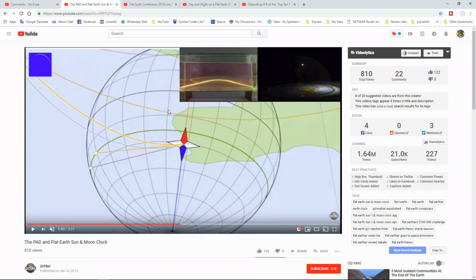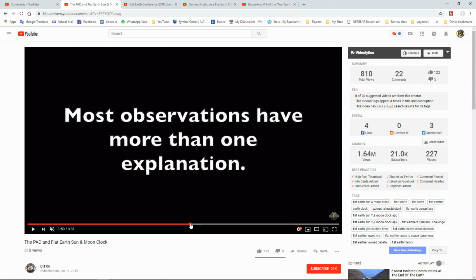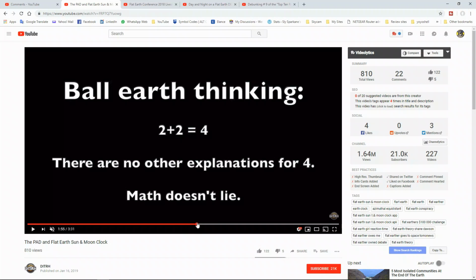Okay, so that's all I really wanted to go into on this. I find it hysterical that this is being used as any kind of a proof. Most observations have more than one explanation. No, they don't. It's possible to get an explanation wrong, but then you research it further to find out what the right answer is. You don't just nuh-uh it because it doesn't fit your literature.